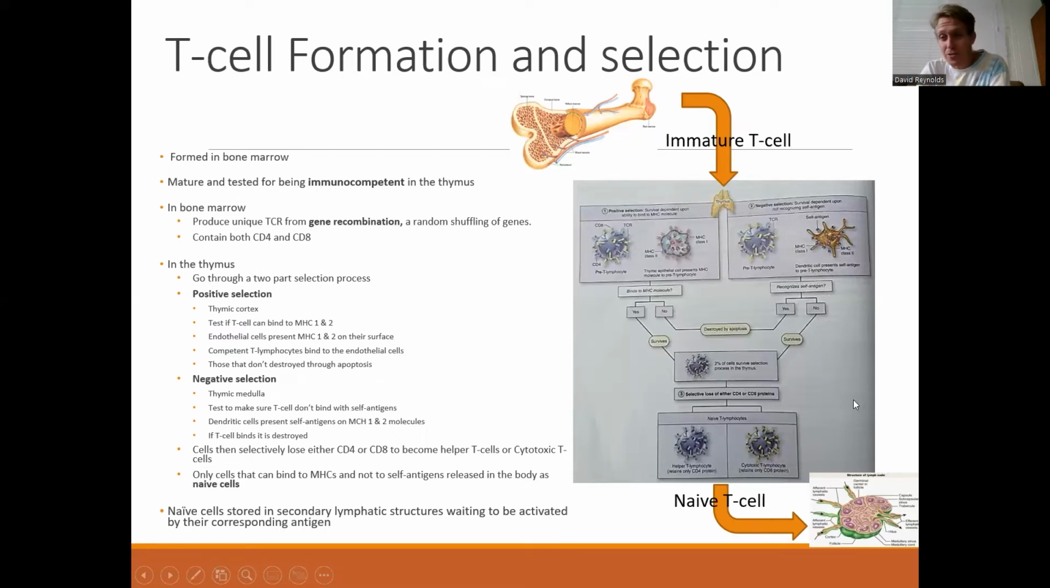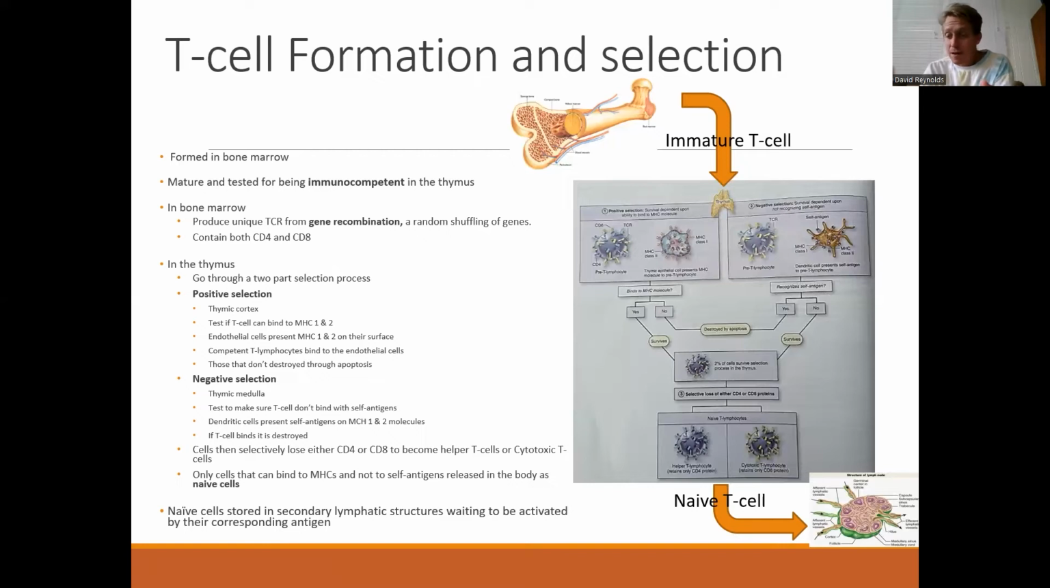I could not find a good image of this online, so I'm sorry for the photocopy here, but that's the best I could do. But this is a really good image kind of breaking down this whole formation and selection process. So what we're doing when we bring our T cells to the thymus, we want to develop them so they have a specific receptor, and they have either CD4 or CD8, so they become helpers or cytotoxic T cells. And we want to make sure that they don't attack our cells. When this happens, we consider these cells to be immunocompetent. They're competent immune cells. So we have this whole selection process that occurs to make sure that these cells are able to do what they're supposed to do.